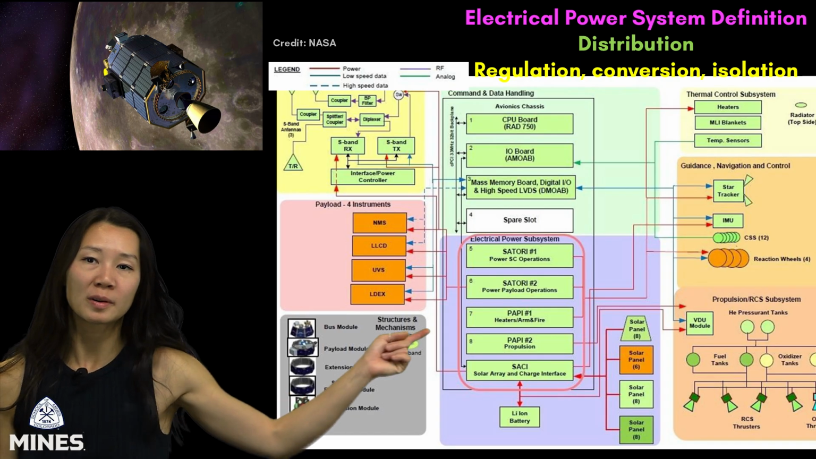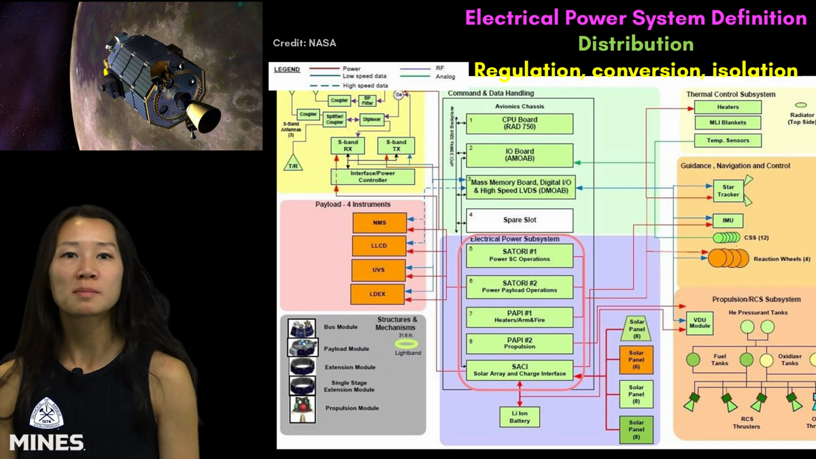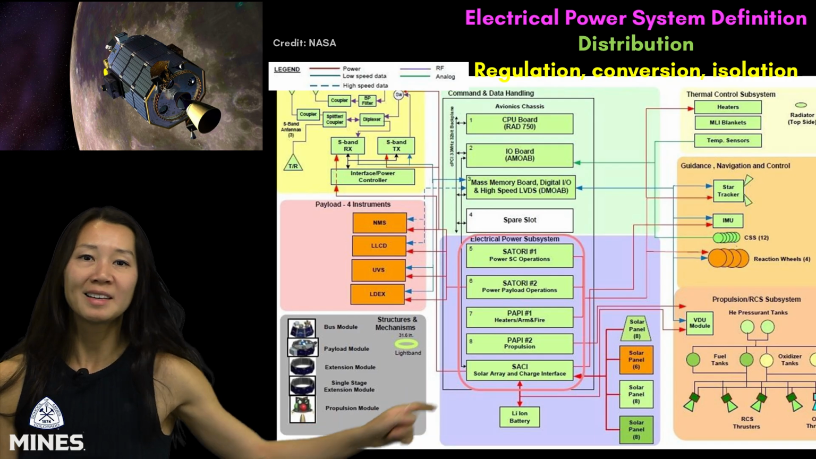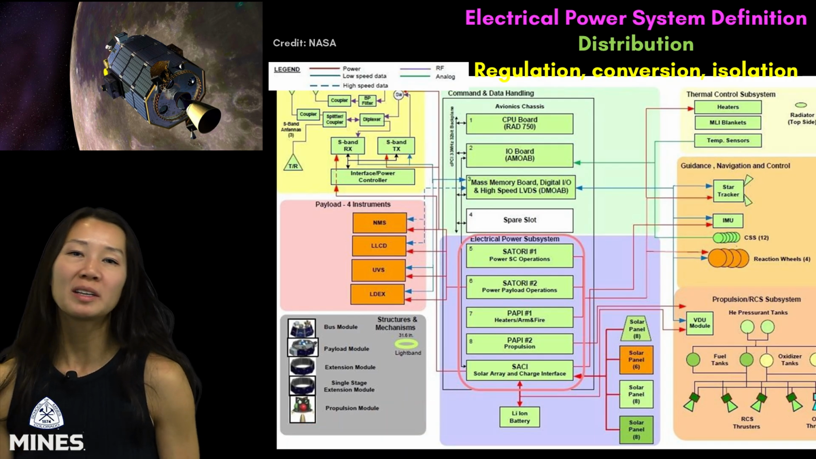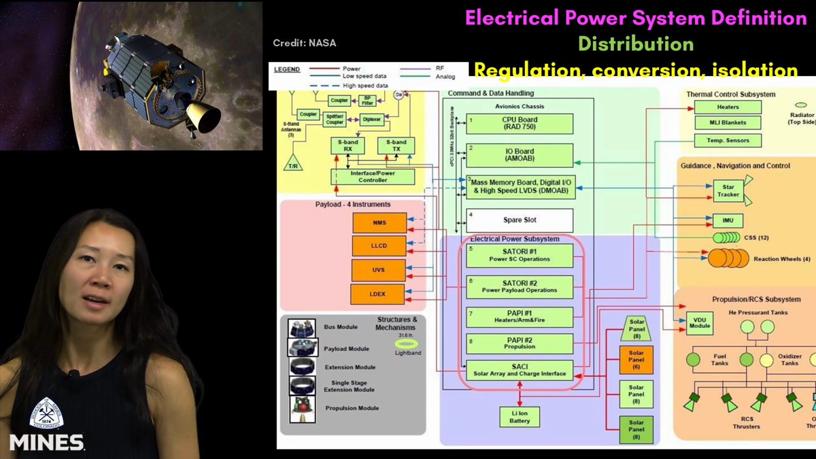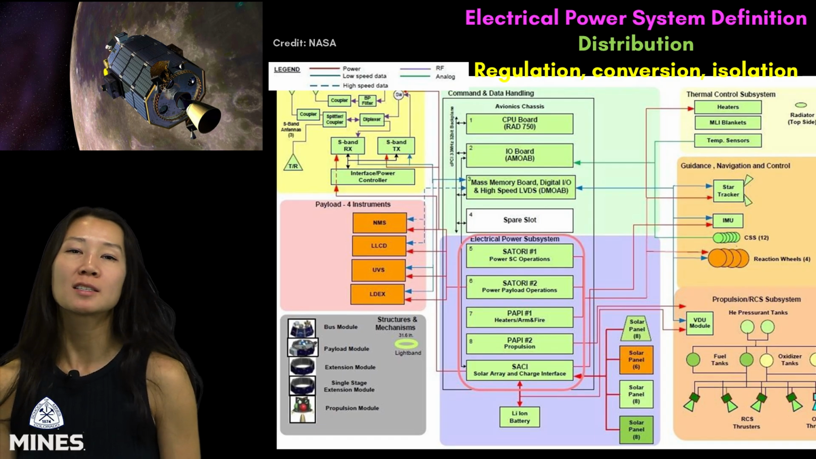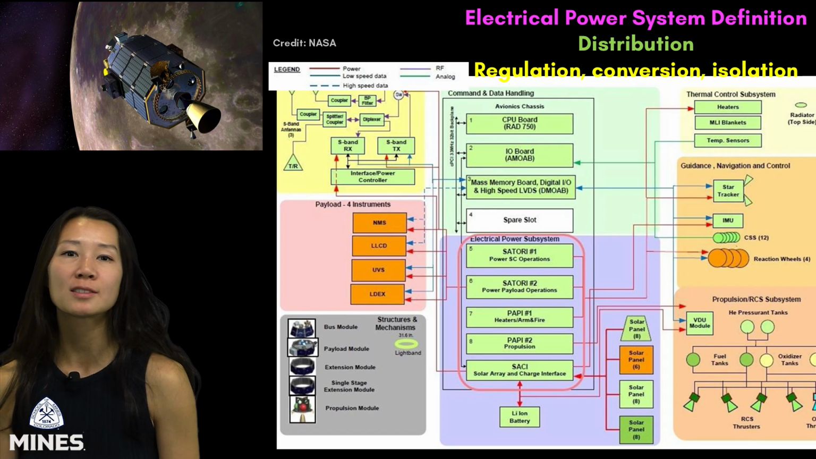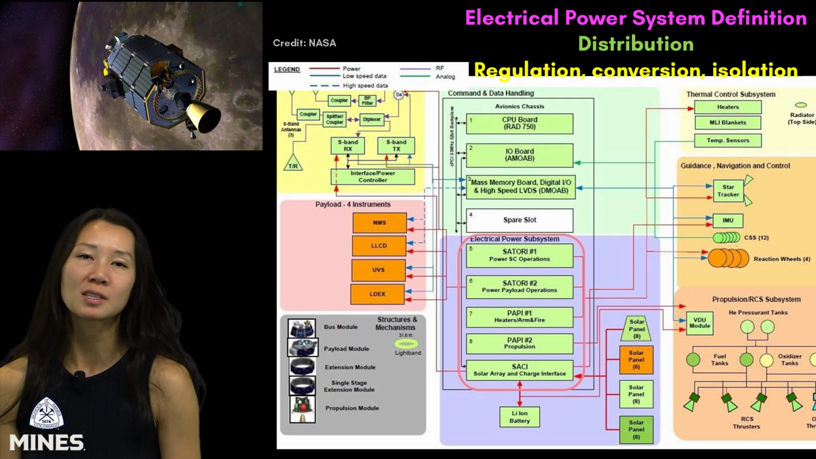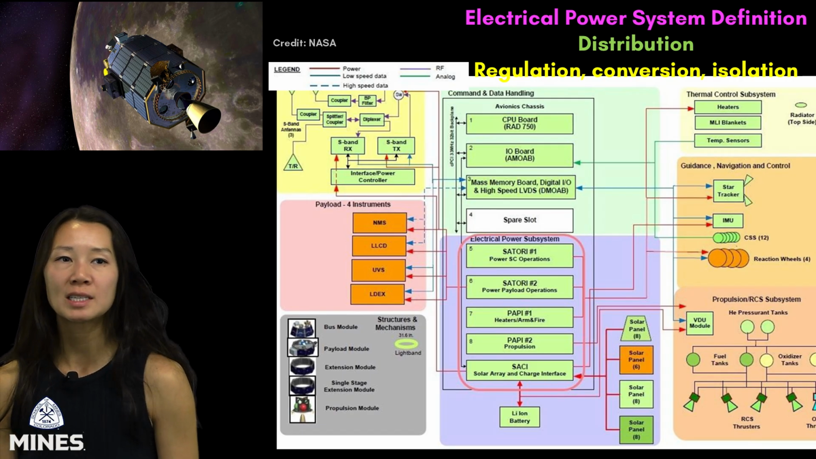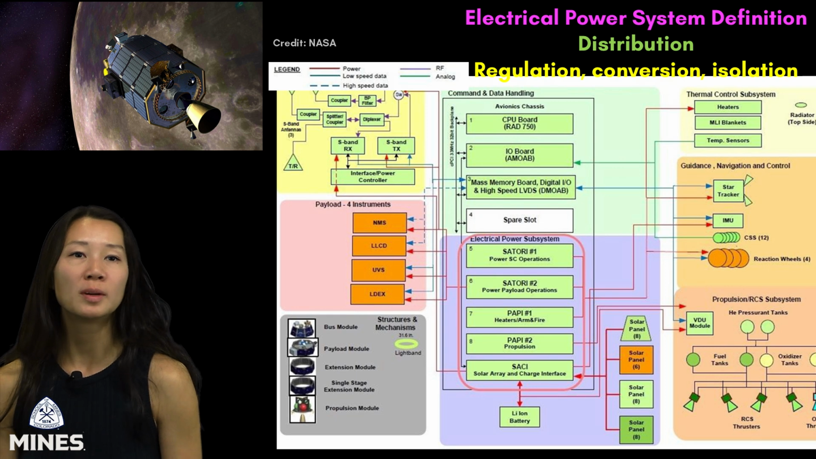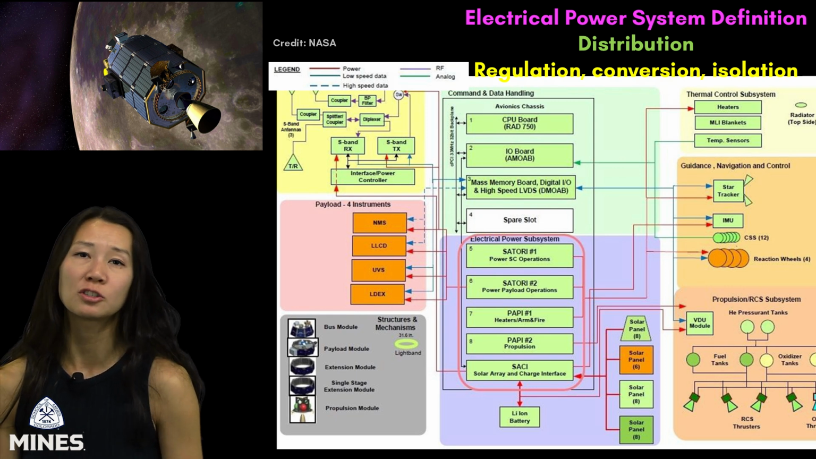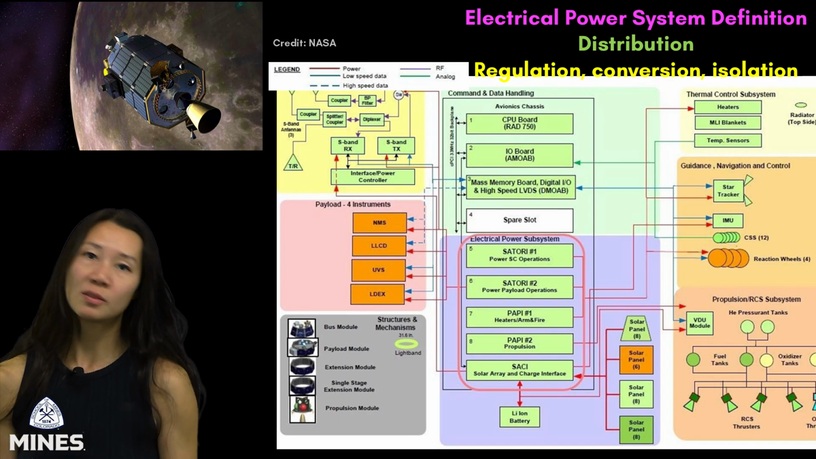Components like Satori manage operations for spacecraft and payload power, while SASE, I don't know how it's said, regulates input from the solar arrays and handles battery charging. The EPS doesn't just route power, it regulates voltage, converts formats, and isolates faults to protect mission-critical systems. If the power distribution isn't designed carefully, a failure in one part of LADEE could ripple across the entire spacecraft. That's why distribution is just as critical as generation or storage.